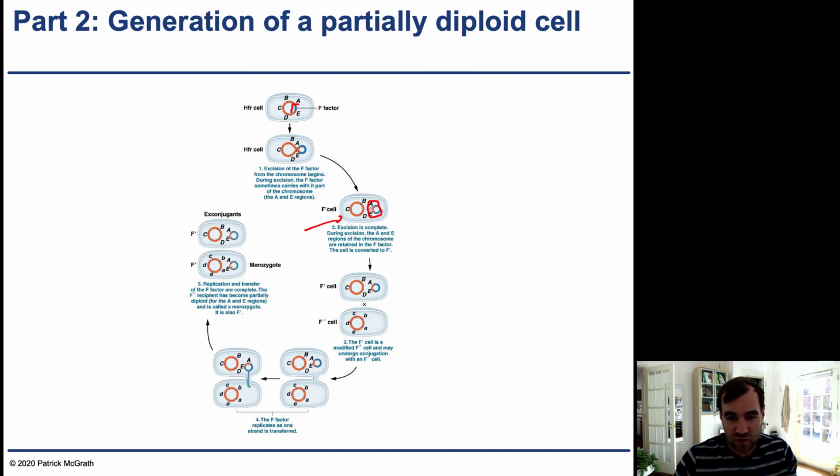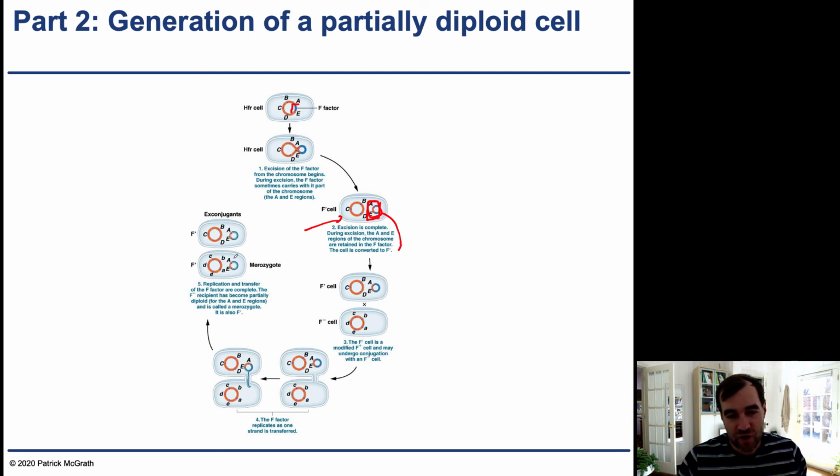So that's really bad for this F prime cell because it no longer has potentially essential genes on its chromosome. Now it's reliant on them to be on the plasmid. But when it undergoes genetic exchange, the new plasmid that the recipient cell receives actually contains DNA that's on the host chromosome.